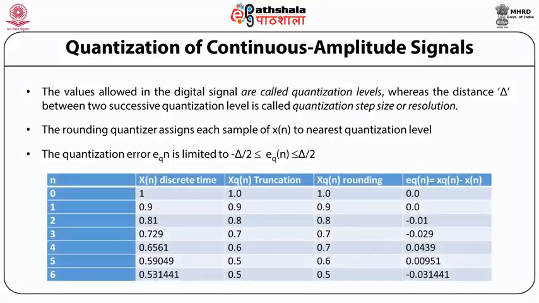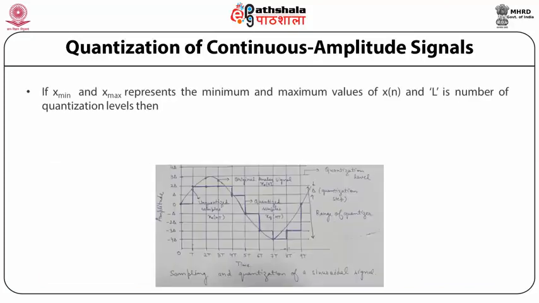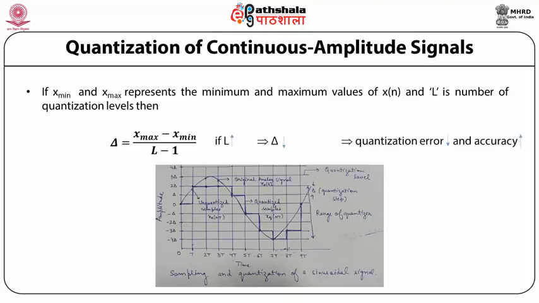Students, this table shows the different values of x(n) for different values of n, then xQ(n) after truncation, then xQ(n) after rounding off, and the quantization error, that is the difference xQ(n) minus x(n). If xmin and xmax represent the minimum and maximum values of x(n) and L is the number of quantization levels, then delta equals xmax minus xmin divided by L minus 1. So if L increases, delta decreases, which implies the quantization error decreases and accuracy increases.